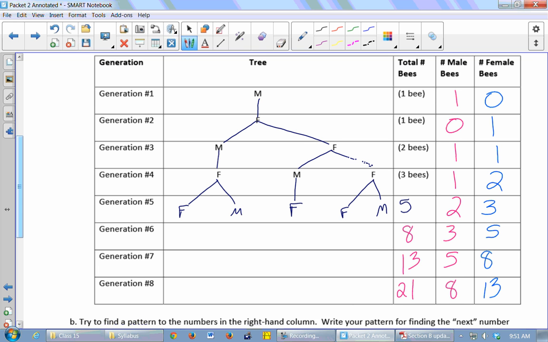All right, so look at these columns that we've filled in. Any patterns jumping out at you? Yeah, Emma?